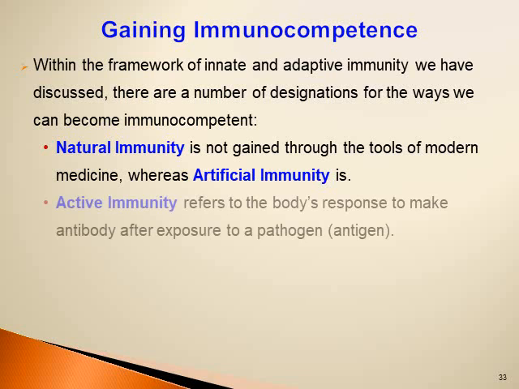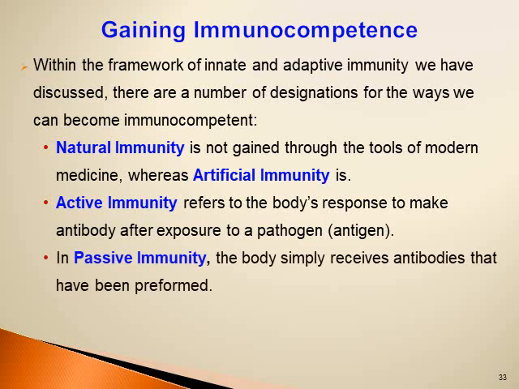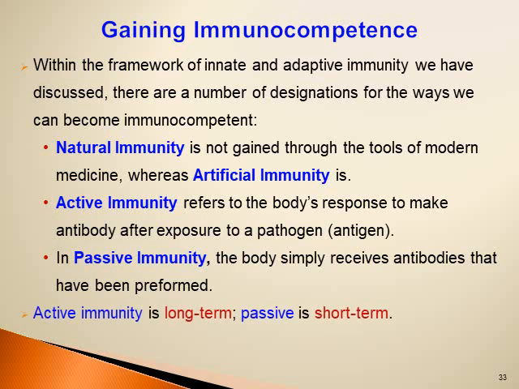We have also active immunity, which refers to the body's response to make antibodies after exposure to a pathogen or an antigen. And there is something called passive immunity: the body simply receives antibodies that have been preformed outside the body. Active immunity is long-term or long-lasting. Passive immunity is short-term. It will be lost once the given antibody's lifespan ends.